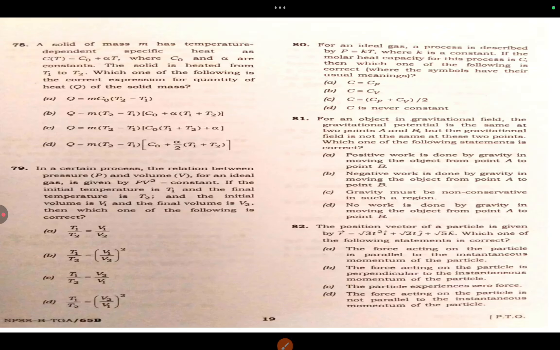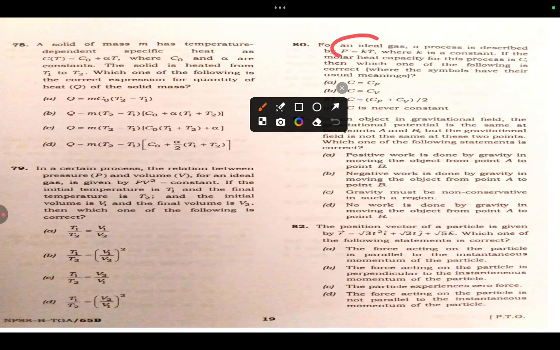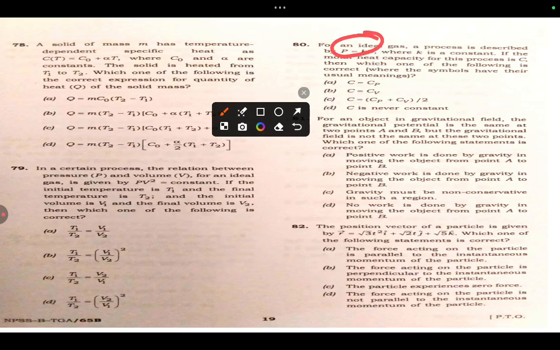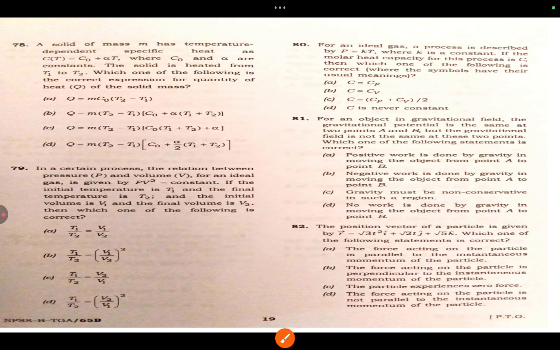Okay, now question number 80. For an ideal gas, a process is described by P equal to KT, where K is the constant, and the molar heat capacity for this process is C. Then which one of the following is correct?